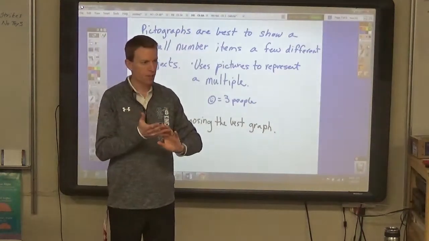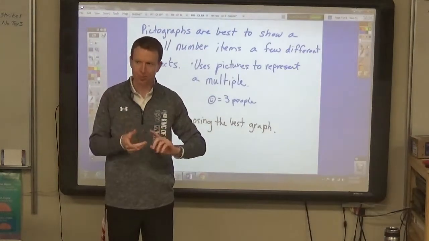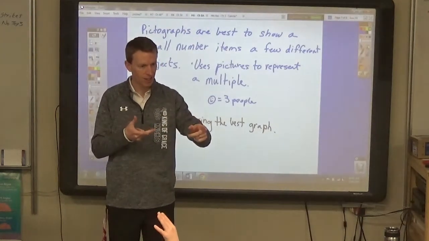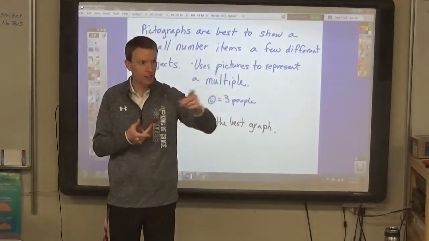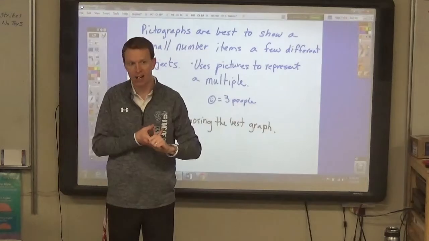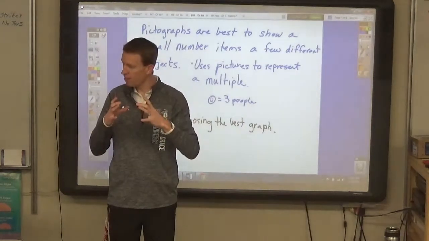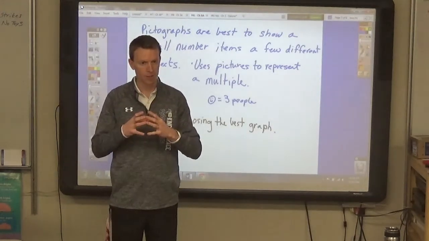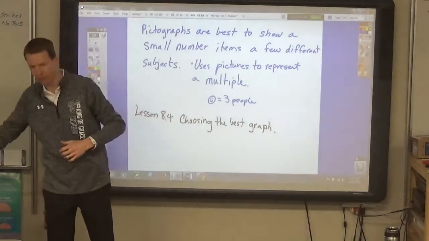What are some of the types of graphs we talked about? Bar graphs, circle graphs, line graphs, stem and leaf graphs, double bar graphs, histograms. Yeah, pie graphs are the same as circle graphs. Yep. And then there are advantages to using all of these different types of graphs.